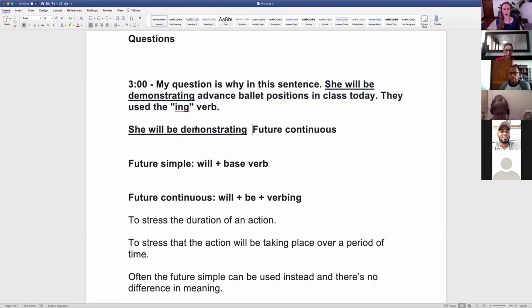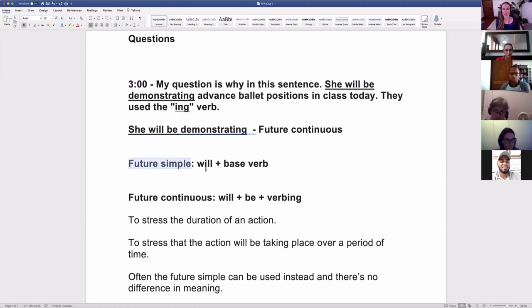And you know it's the future continuous for two reasons. Well, of course, we know it's the future because of will, right? So automatically we know it's the future. But it's not just the future because we have this ing verb like the student was talking about. But not only do we have the ing verb, we have the be verb as well. So the combination of will, be, and then an ing verb, that's how you know it's the future continuous.